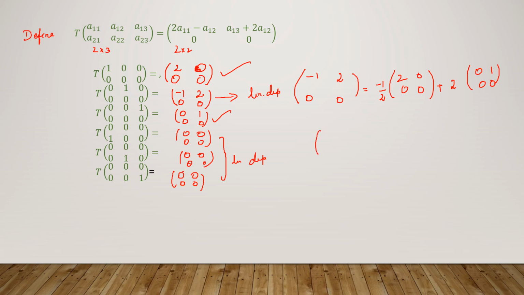So this is dependent. Only two are linearly independent: 2, 0, 0, 0. Okay, and the other linearly independent vector, 0, 1, 0, 0. So with respect to these two, we can form a basis.